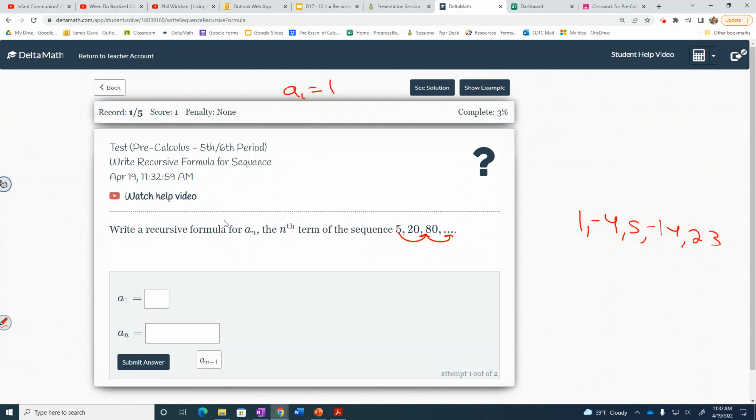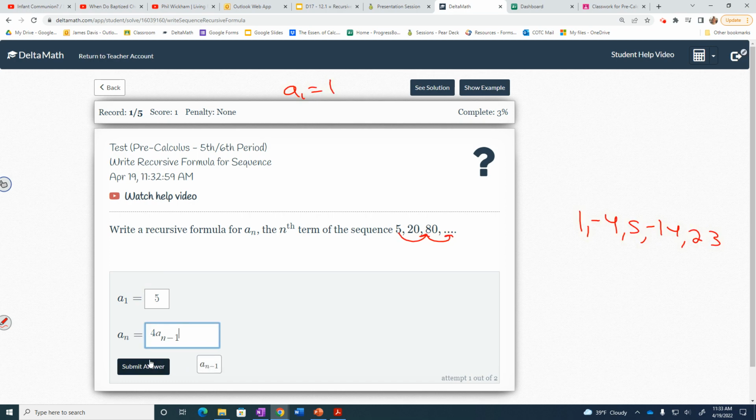I think most of them are pretty easy to figure out. This one you can see is just multiplying by 4, right? 5, 20, 80. So you just do a sub 1 is 5, and then a sub n is 4 times a sub n minus 1.